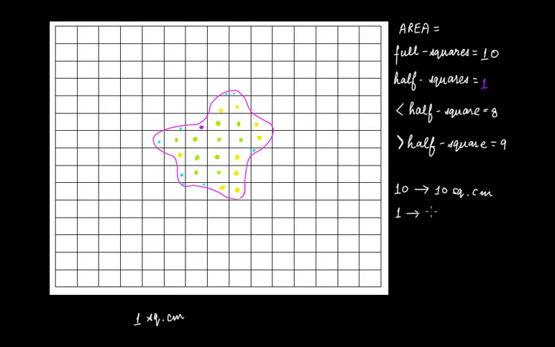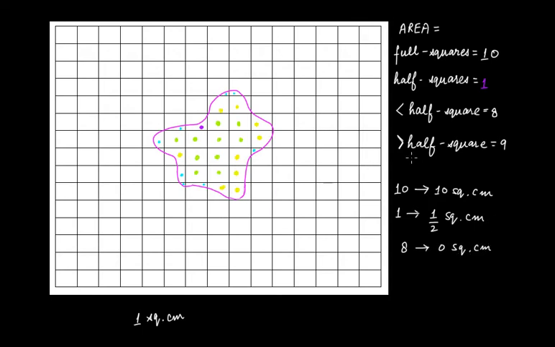1 half squares will make half square centimeter. Why? Because 1 half square will make an area of half square centimeter. Then we have 8 such squares which are less than a half square, and we know that we'll ignore it or simply put it 0. So 8 such squares will be 0 square centimeter, that is, we have to ignore them.